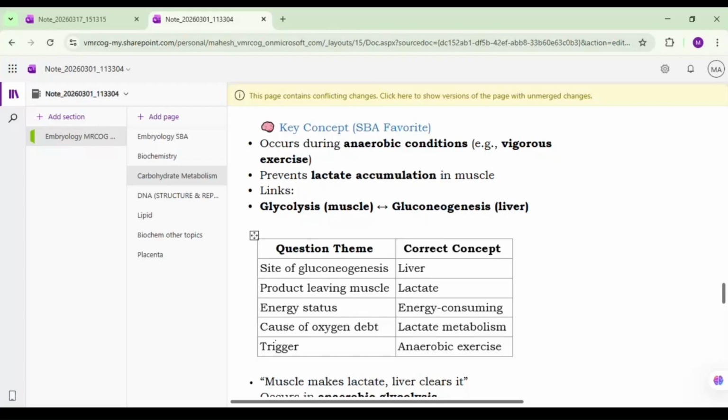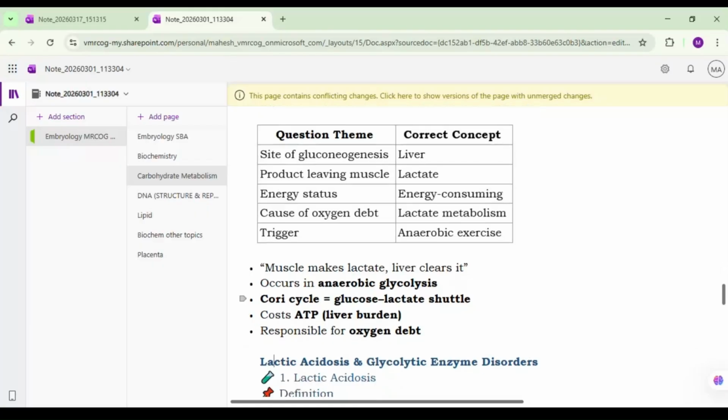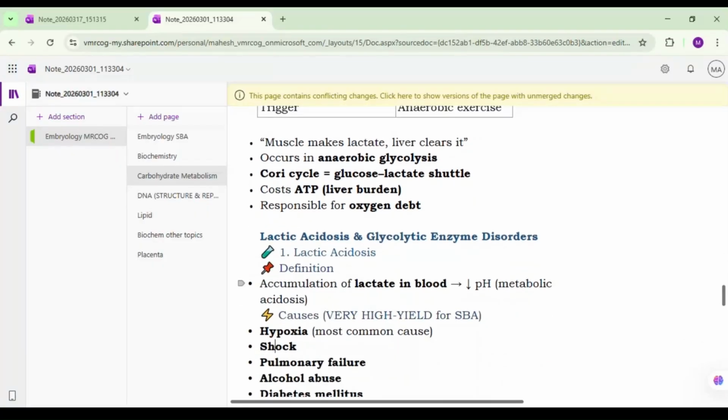The cause of oxygen debt is lactate metabolism, and the trigger is anaerobic exercise. So muscle makes the lactate, and the liver clears this lactate. It occurs in anaerobic glycolysis. The Cori cycle is equal to the glucose-lactate shuttle, so it is a glucose-lactate shuttle which is running. It consumes ATP, which is a burden to the liver, and it is responsible for oxygen debt.